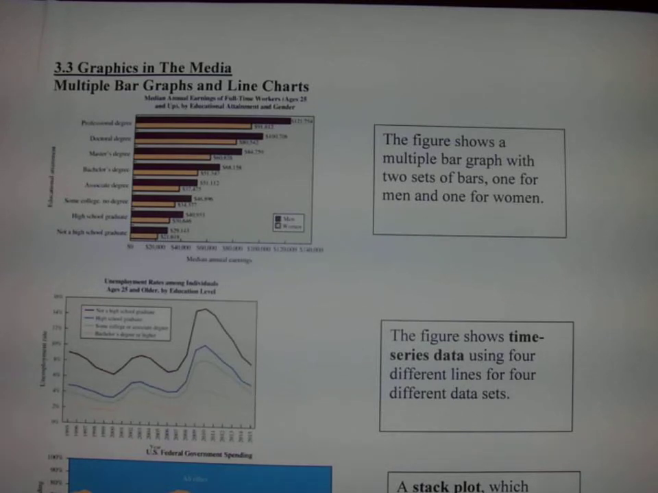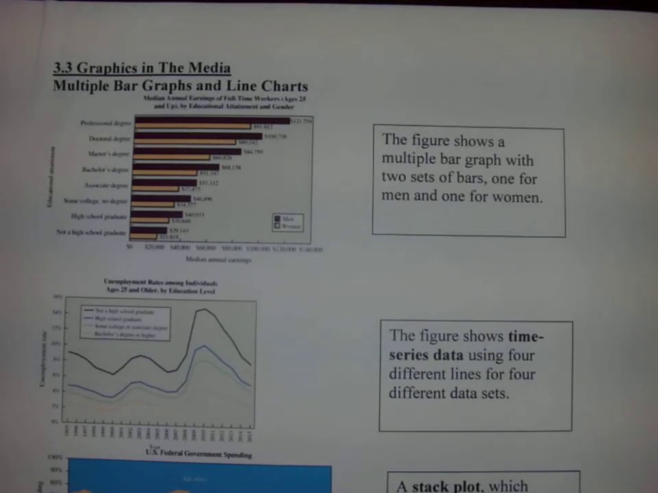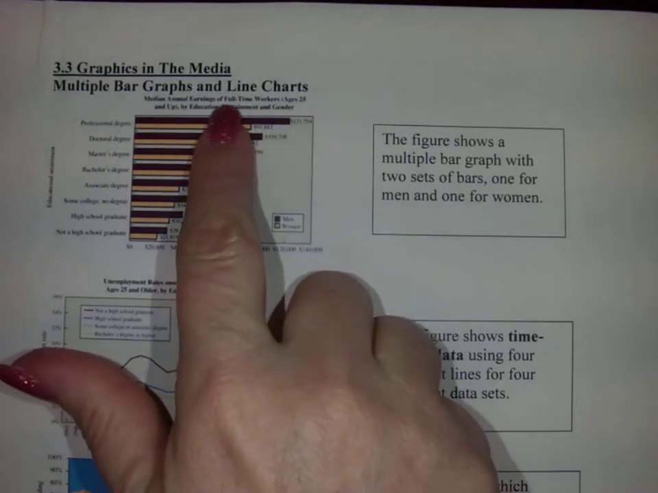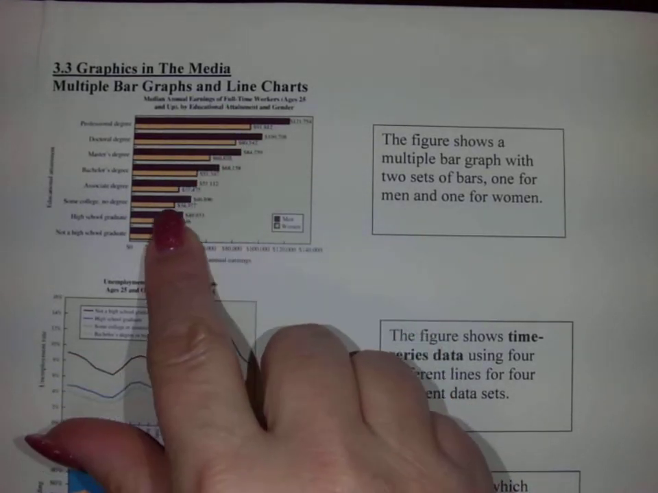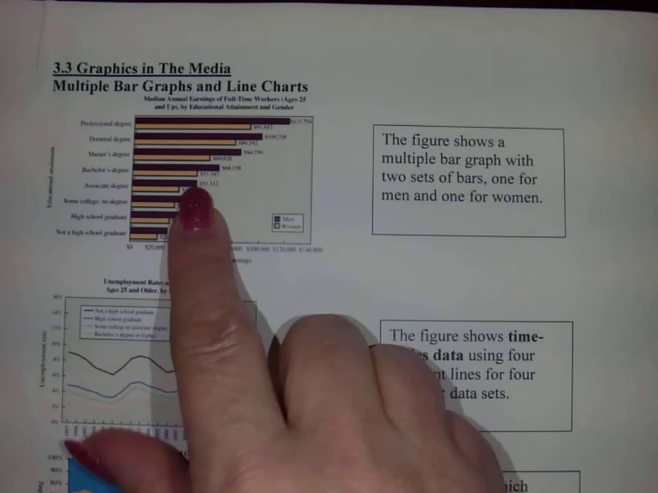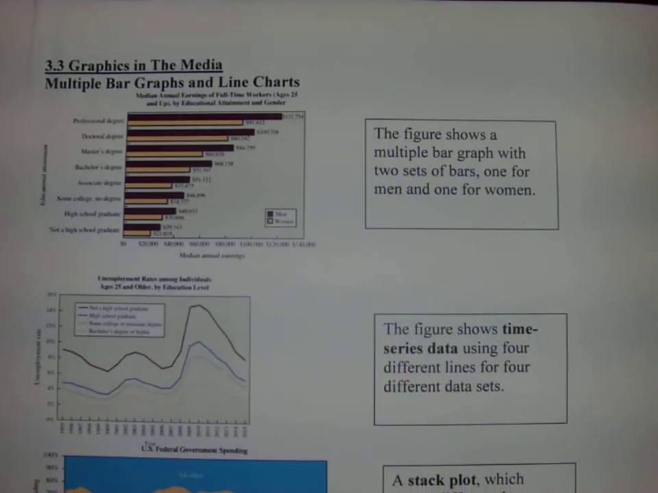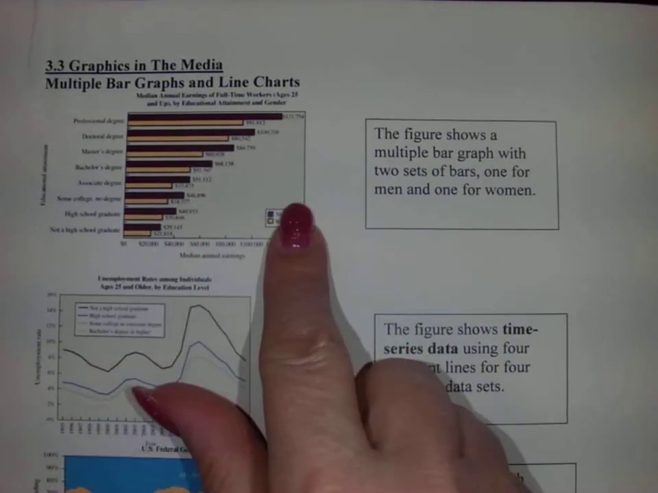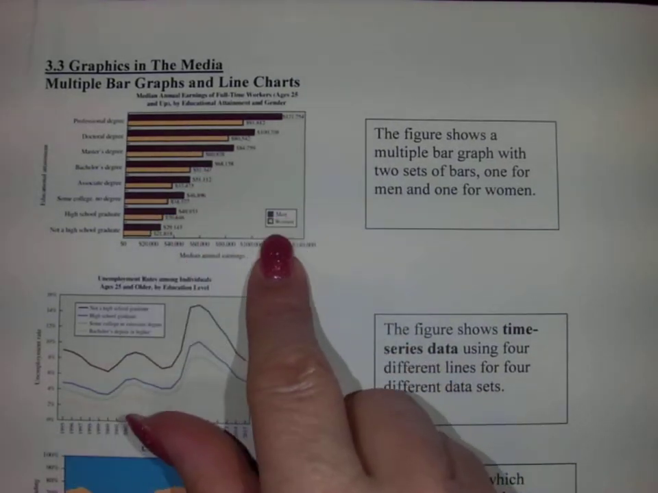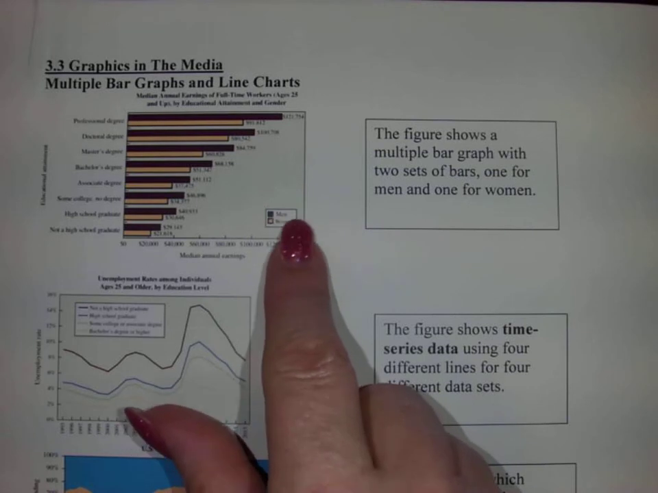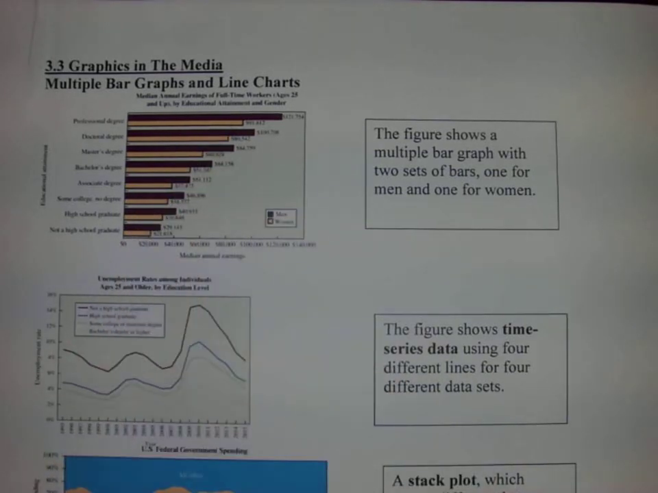All right, so this is section 3.3, graphics in the media. We're just going to talk about some of the graphics that you might see. First of all, you might see some multiple bar graphs and line charts. And this one is showing two sets of bars, one for men and one for women. So you're going to have a key or a legend to explain what's going on.